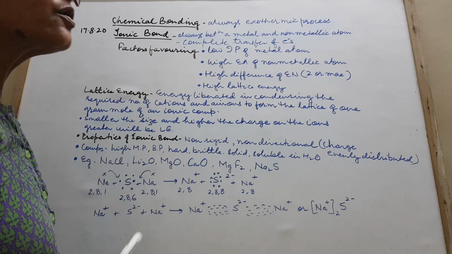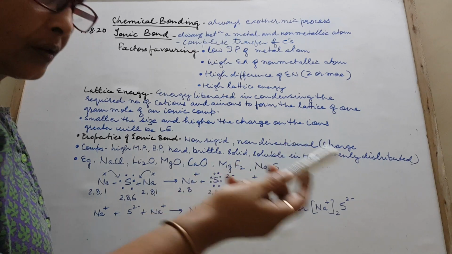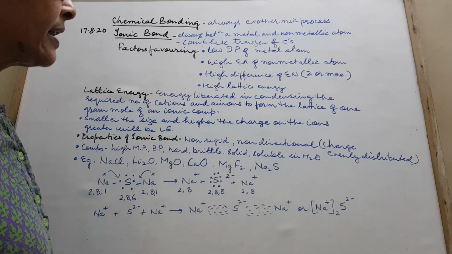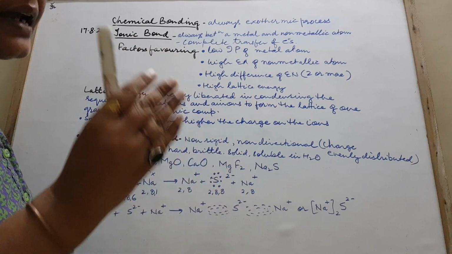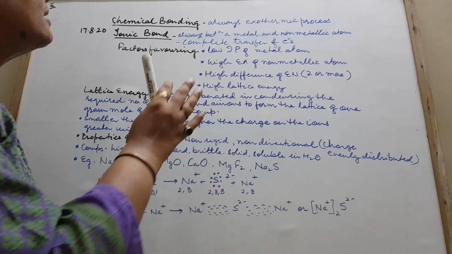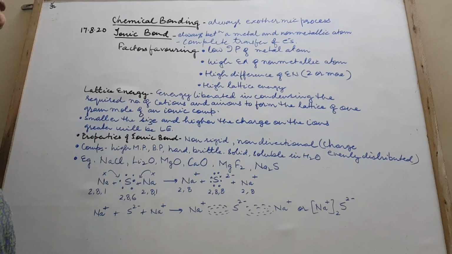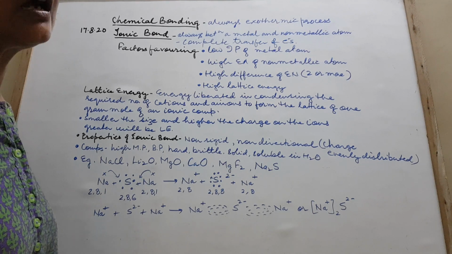Now children, details of this lattice energy you'll be taught in different chapters, even next year in one chapter, solid state. Here I'm just giving you an idea, and some idea you'll be given during the chapter thermodynamics. Here, what is lattice energy? I'm giving you: lattice energy is the energy liberated in condensing the required number of cations and anions to form the lattice of 1 gram mole of an ionic compound.